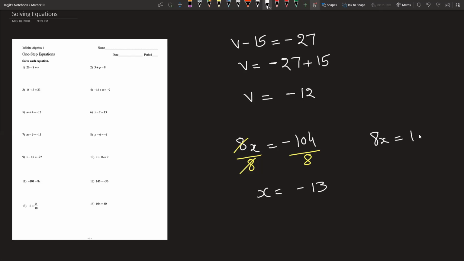Another way of thinking about it is like this. 8x is equal to negative 104, right? Another way of thinking about it is cross multiplying. Guys, what's the meaning of cross multiplying? Everything goes across.